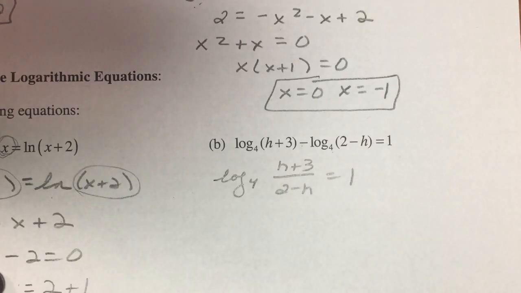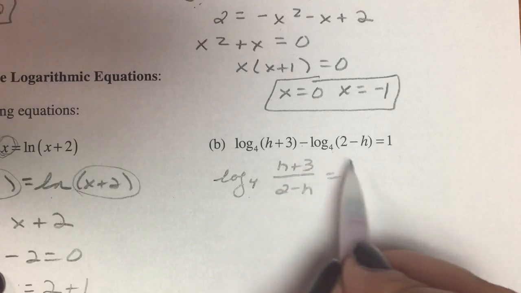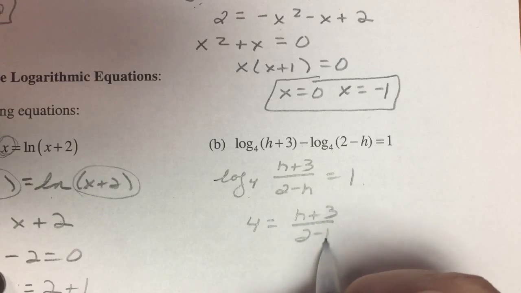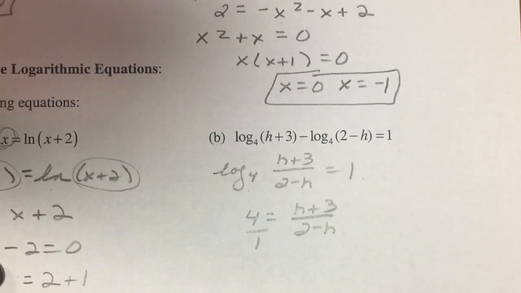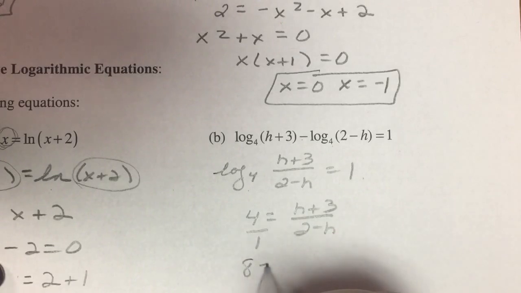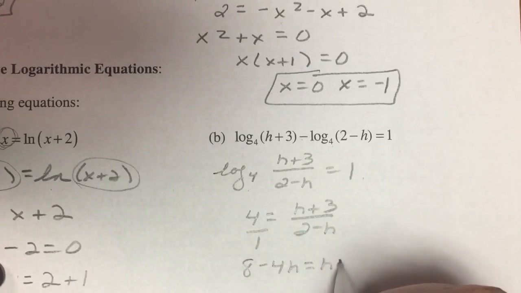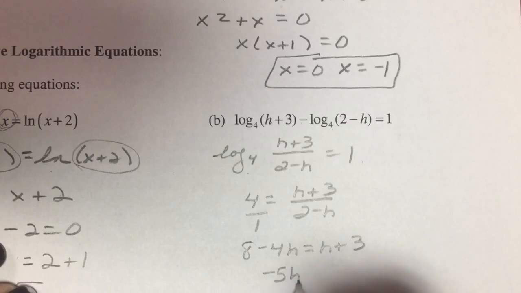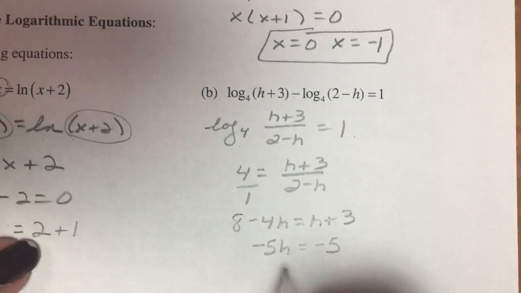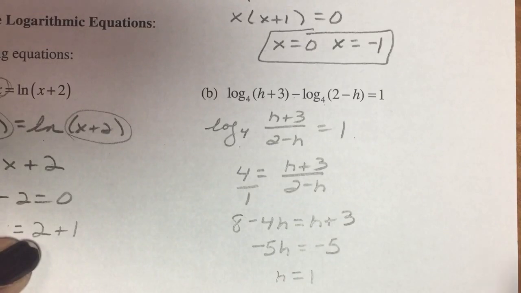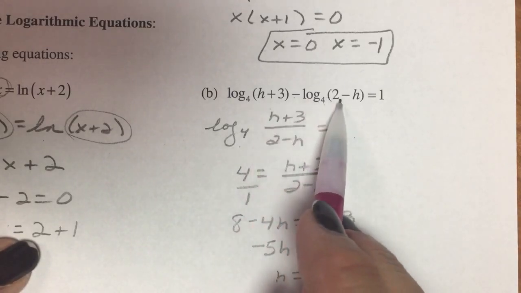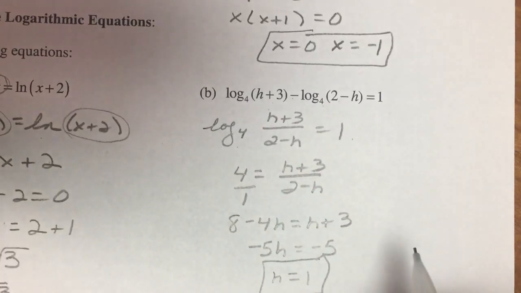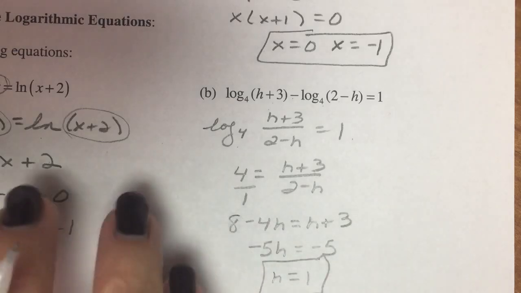Now, since my logs are all on one side, I use my definition: 4 to the first power is equal to h plus 3 over 2 minus h, and I'm going to solve by cross multiplying. So I'm going to get 8 minus 4h equals h plus 3. If I move things around, I'm going to get negative 5h equals negative 5. So h is equal to 1. And I look, and there's no way that I could plug a 1 in and be taking the log of a negative number. So there's one solution to this equation, and it is 1.